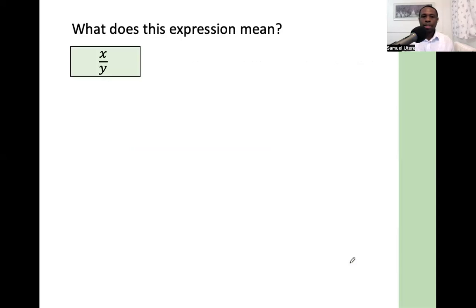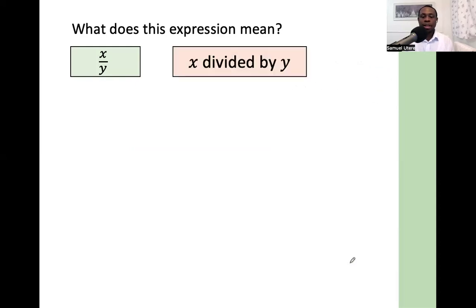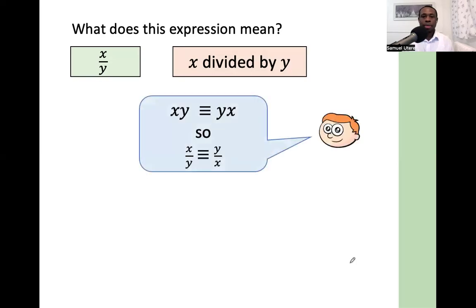What about this? What does this expression mean? Pause the video and have a think. Well, this expression means x divided by y. So, if we have xy, is it equivalent to yx? What do you think?